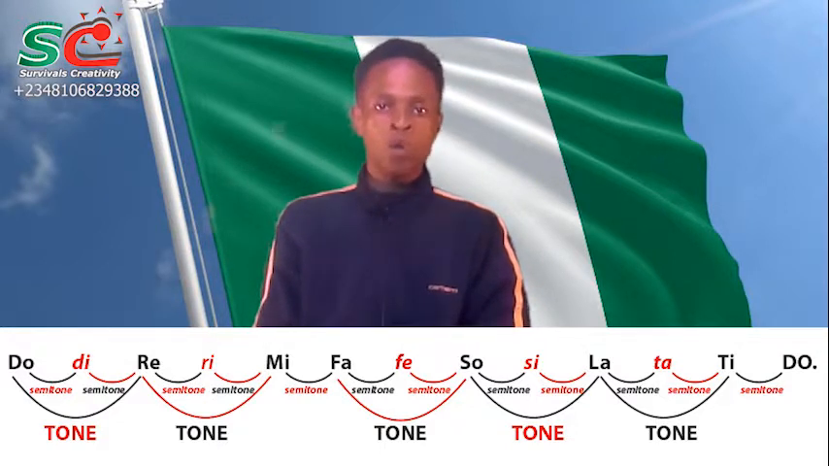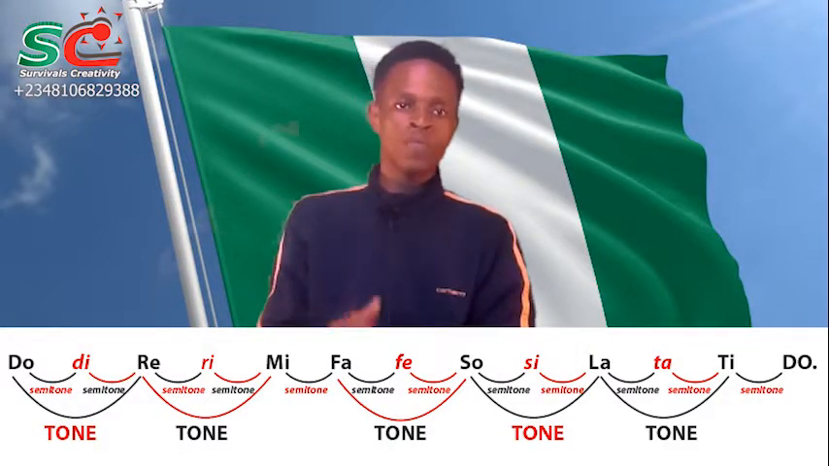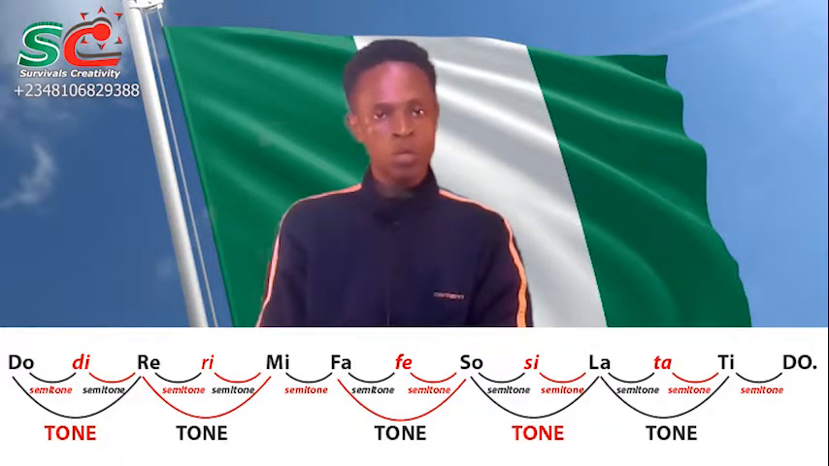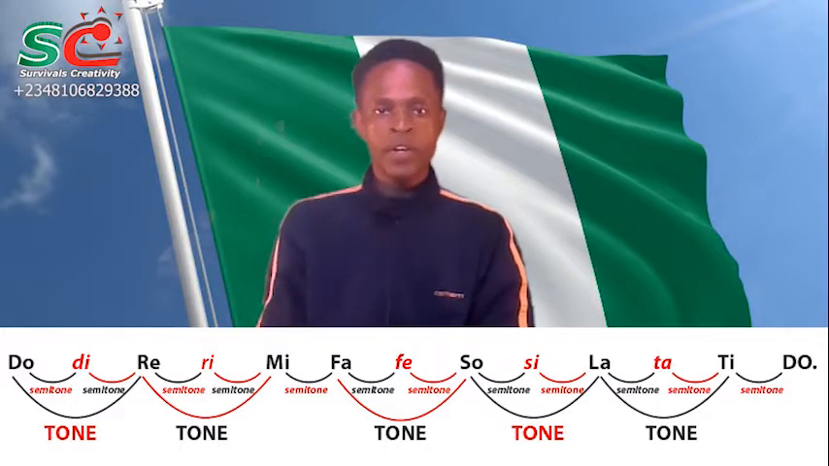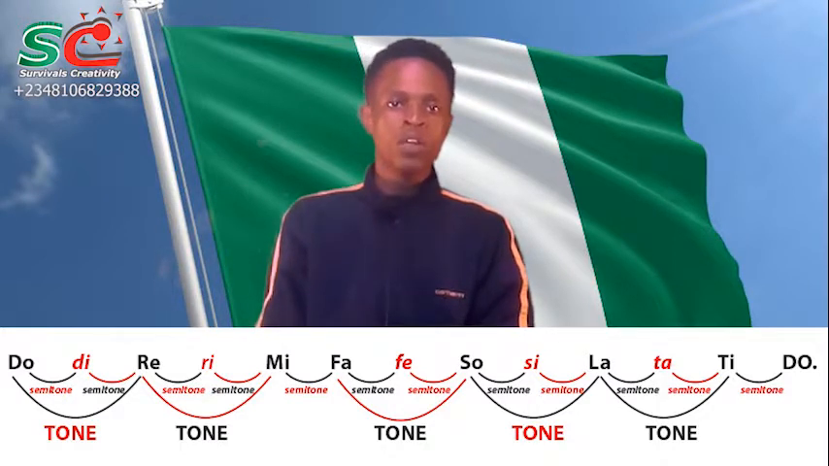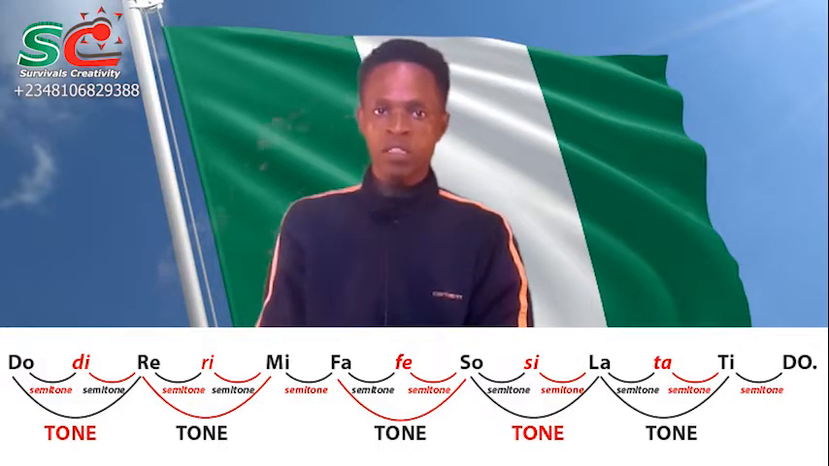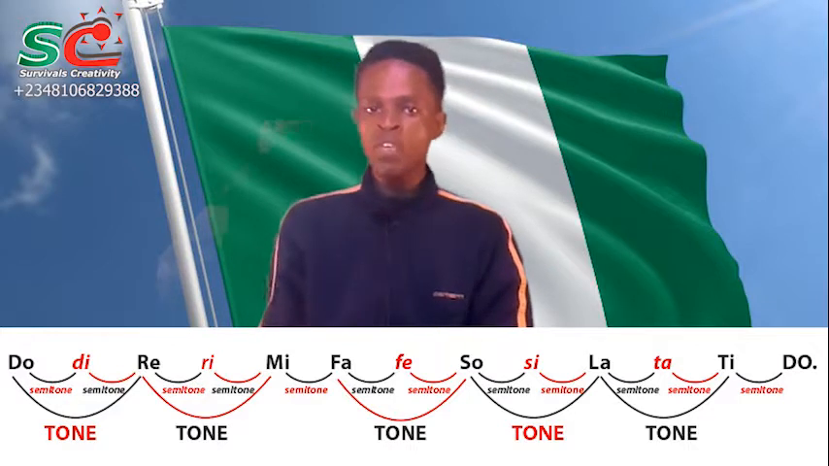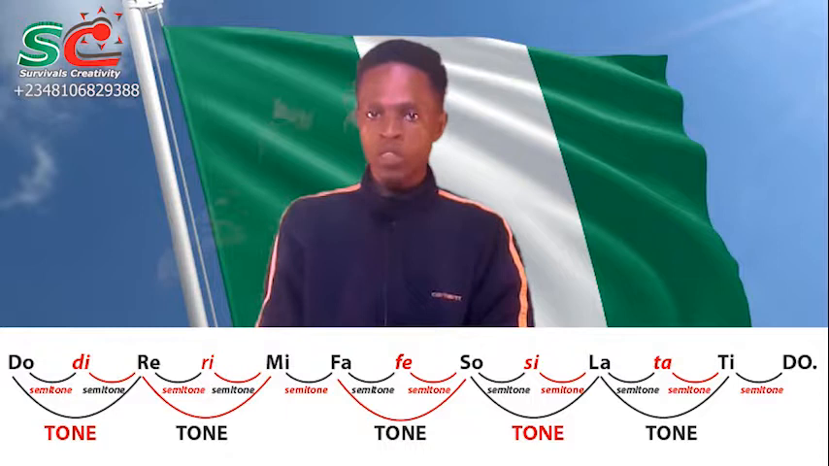So now I want you to take note of the distance between the notes and the accidentals. As you can see, from the Do to the Di is a semitone. From the Do to the Re, you know Do is a note and Re is a note, is also a tone distance. From Do to Re is a tone distance. From Re to Ri is a semitone distance, but from Re to Mi is a tone distance. From Mi to Fa is a semitone distance.